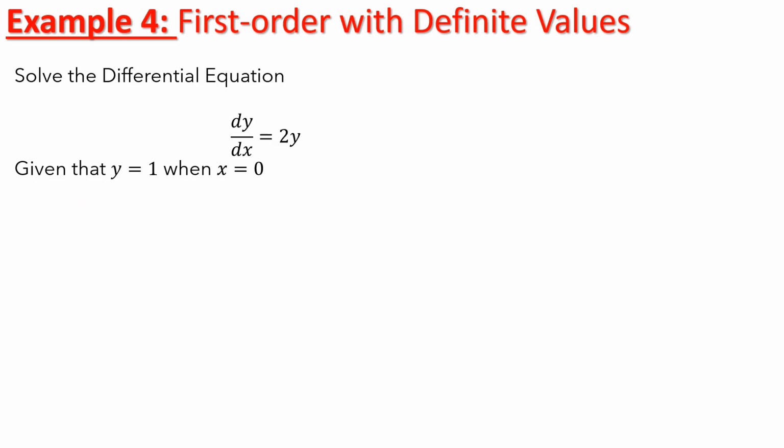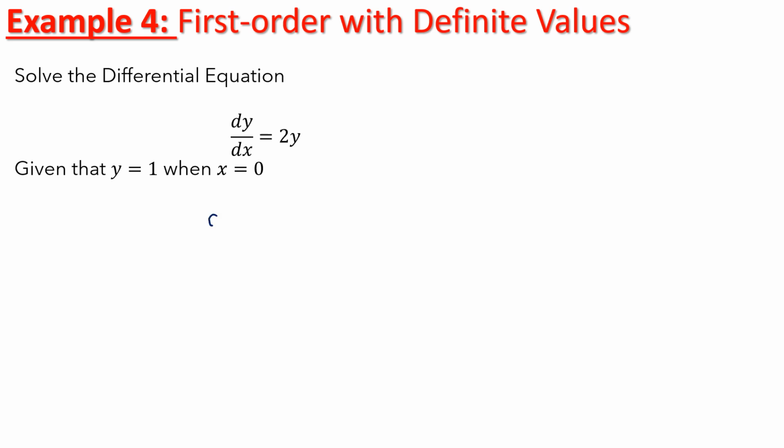So this is what a first order with definite value looks like. It says solve the differential equation dy/dx equals 2y. But they then say, given that y equals 1 when x equals 0. So we're given these additional bits of information, meaning we won't need a general answer. We won't need to leave it with a plus c. We will be able to go a little bit further and get an actual answer.